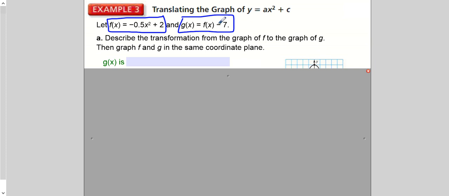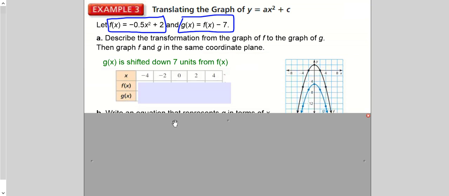So, subtracting 7 from a function, which direction is that going to shift 7 units? Minus 7 is going to go which way? Down. Yes, it's going to go down. So g of x is shifted down 7 units from f of x.